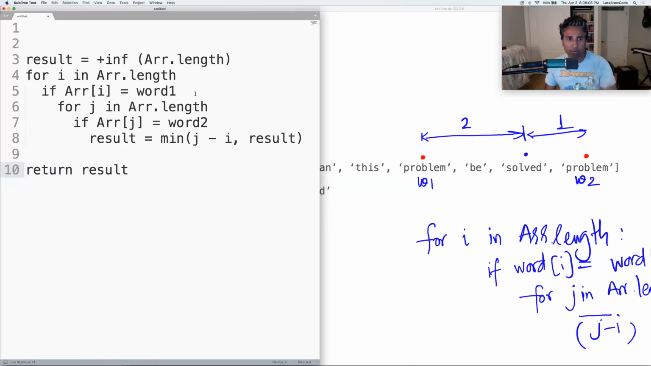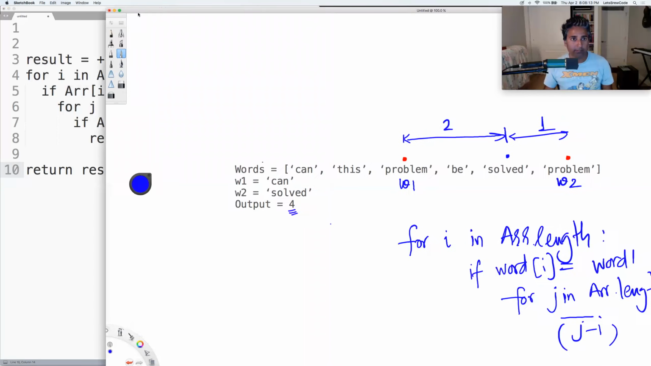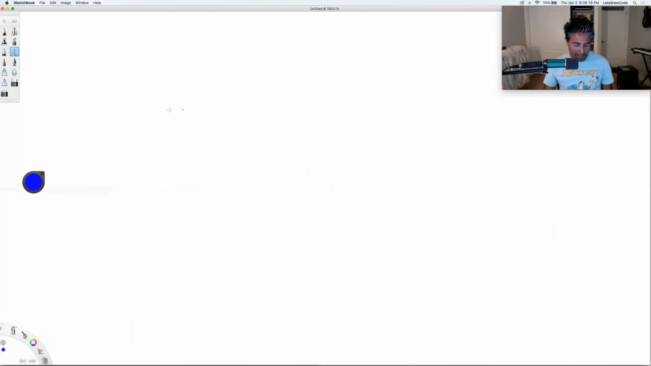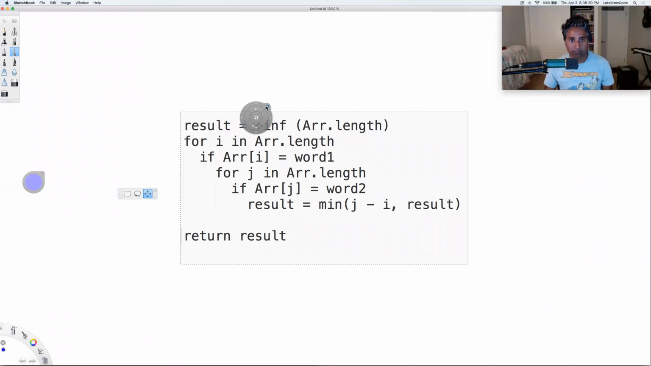Or, I mean, let's not complicate it. Okay, let me just copy this snippet over to my pad here. I'm going to get rid of this, don't worry. And it's going to post this here, so we can talk about the complexity.